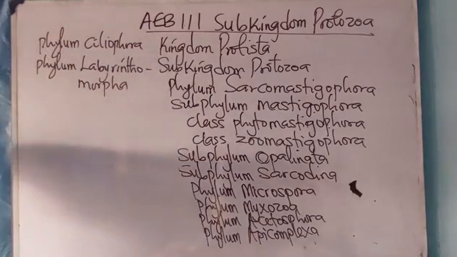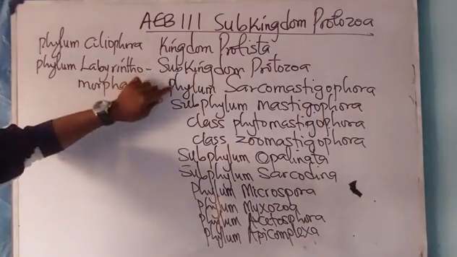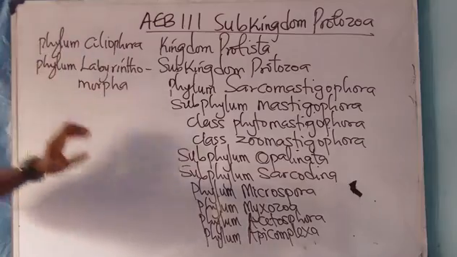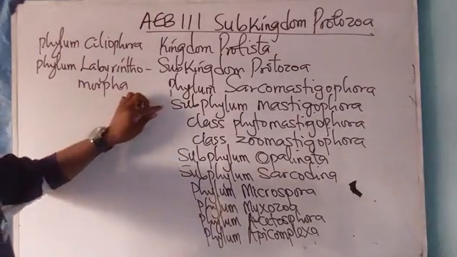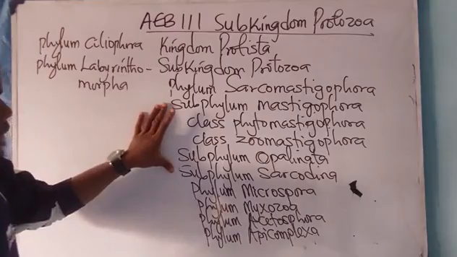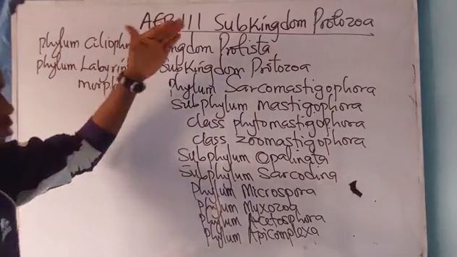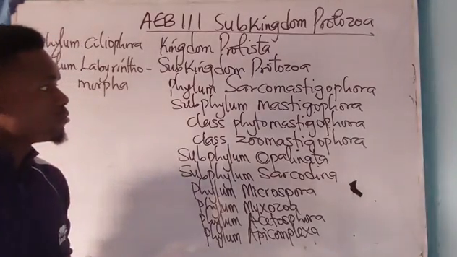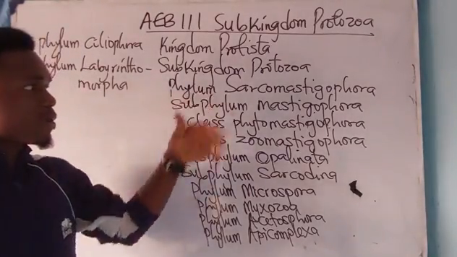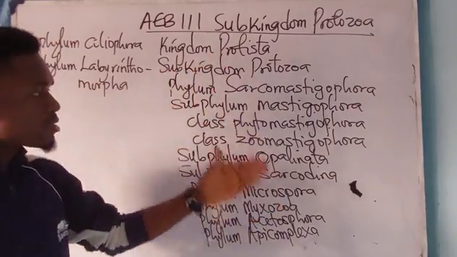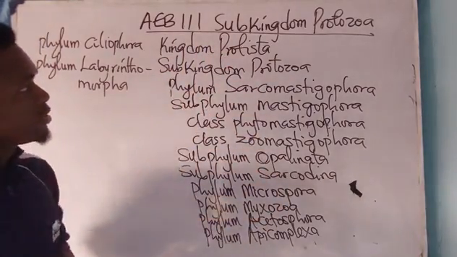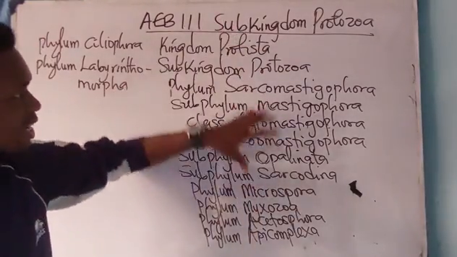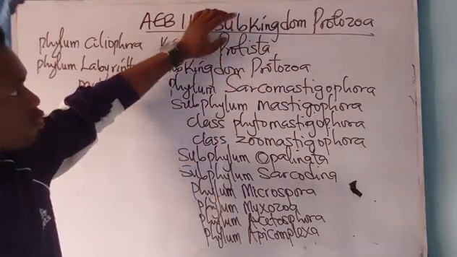So these, how many phyla do we have altogether? We have 1, 2, 3, 4, 5, 6, 7. So we have 7 phyla altogether, and we have 3 subphyla altogether. So please, this is all about the classification of living things. Let me give us a few minutes to look at it. So just go through it, try to grab something. The first thing you must take note of is this. You must know how to classify this subkingdom Protozoa.